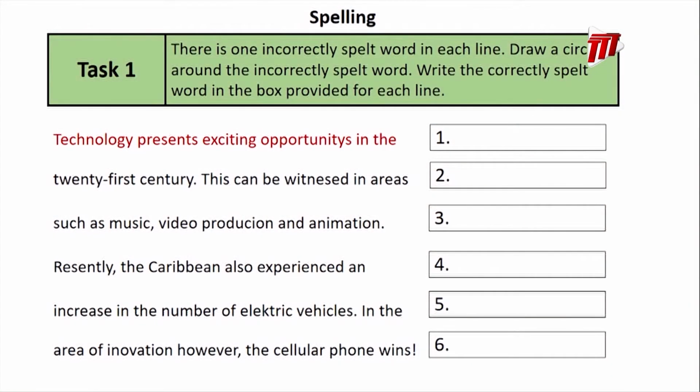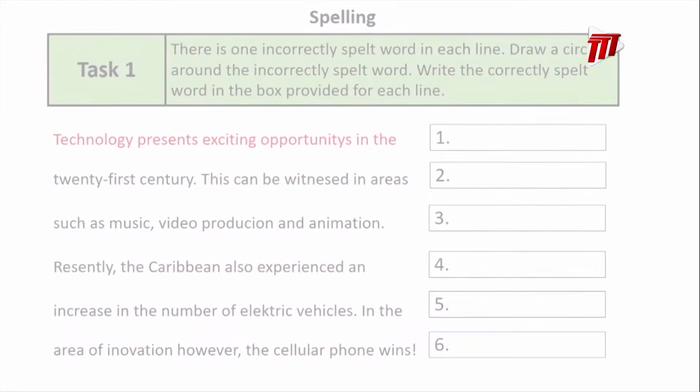Let's read it again. Technology presents exciting opportunities in the 21st century. This can be witnessed in areas such as music, video production, and animation. Recently, the Caribbean also experienced an increase in the number of electric vehicles. In the area of innovation, however, the cellular phone wins. Let's get ready to start our task. Let's look at the first line and see if you can figure out which word is incorrectly spelled so you can circle it.